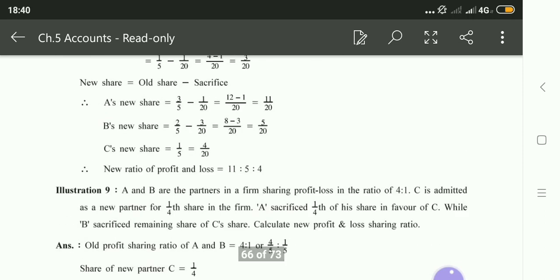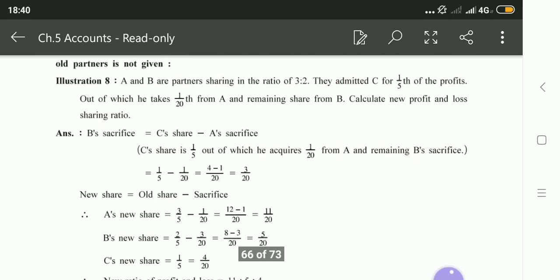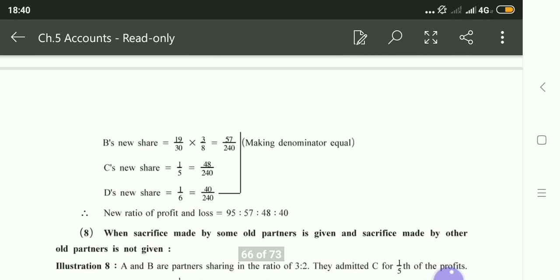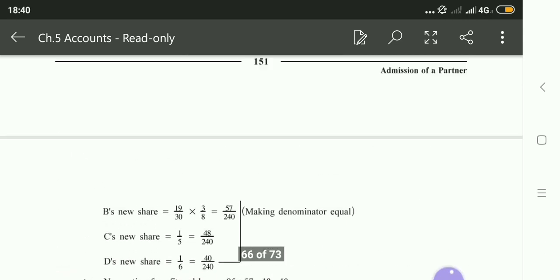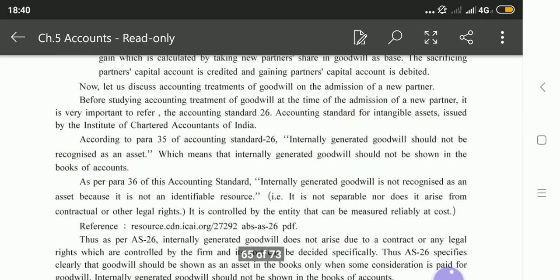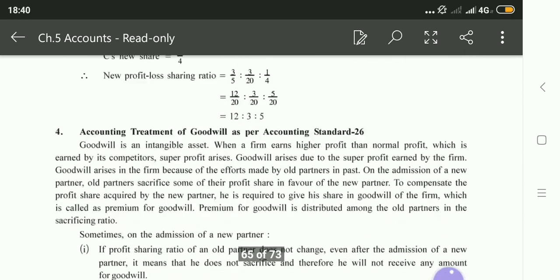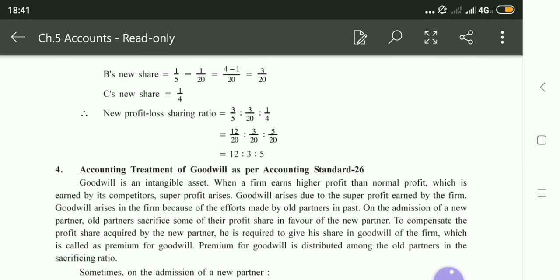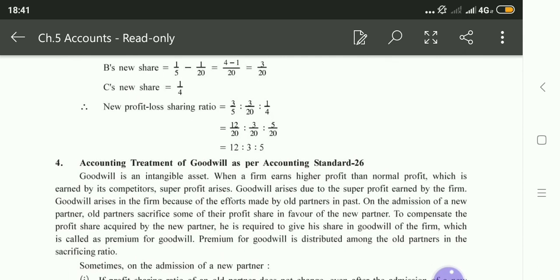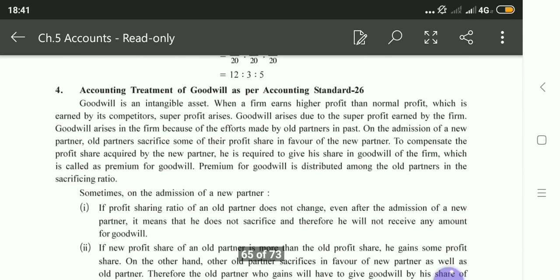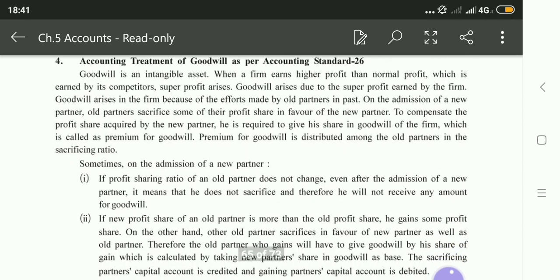There will be two partners in a partnership firm in consideration to the questions given in your textbook. A new partner will be admitted in this firm. A new partner will bring the amount of capital and also amount of goodwill. You can see here accounting treatment of goodwill as per accounting standard 26. They have presented various concepts of goodwill in this chapter.